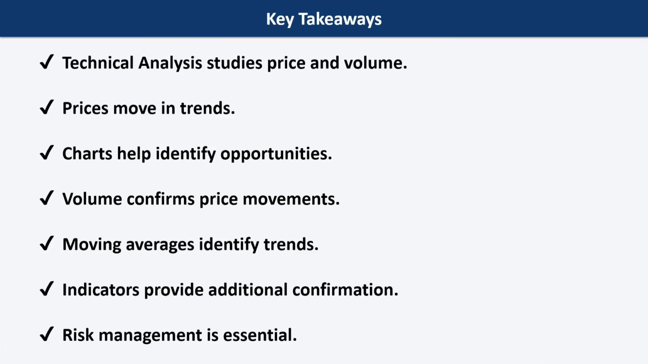Next, indicators provide additional confirmation, right? We briefly discussed technical indicators such as RSI, MACD, Bollinger Bands, and stochastic oscillator. These indicators should not be used alone. They provide additional confirmation. Means along with others, we have to use this as additional confirmation before making any investment decisions.